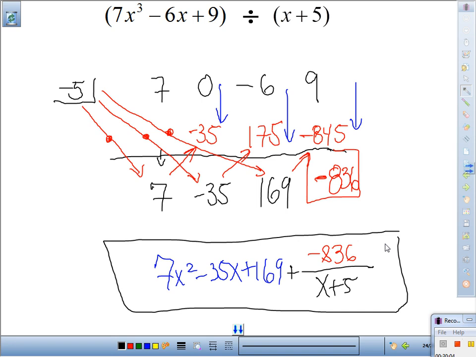Now, am I going to ask you to do one of these in the final? No. Just long division. But this is another method of dividing. It's called synthetic division. Pretty cool, huh? Kind of like the matrices that you guys love.